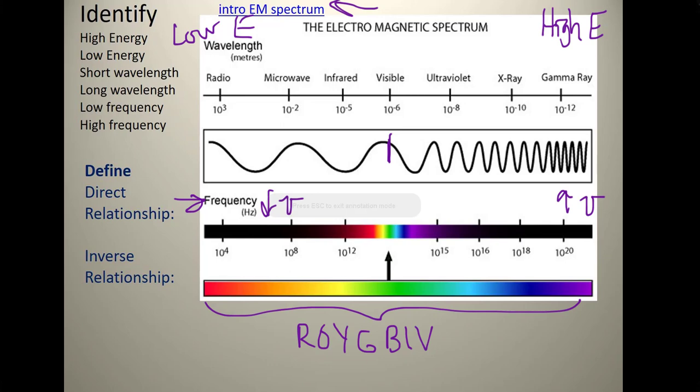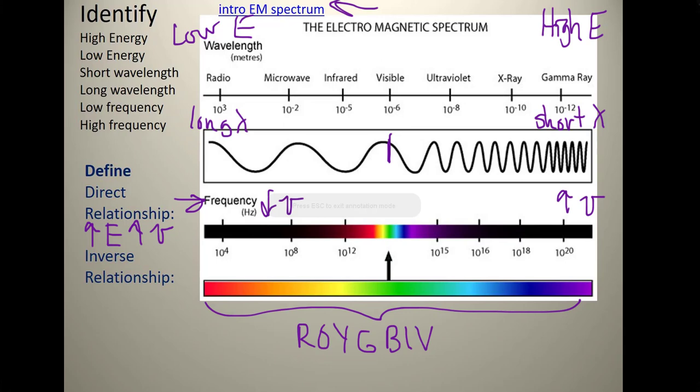We can't neglect that. So in wavelength, I end up having very short wavelengths here, and over here I have very long wavelengths. So let's look at and define the relationship. So a direct relationship. So if I have a high amount of energy, what else is also high? And you can see that I would also have a high frequency. So those are a direct relationship. So as my energy goes up, my frequency will go up, and vice versa. If my frequency goes down, my energy will go down.